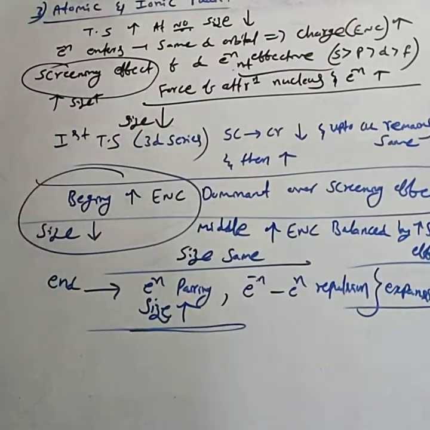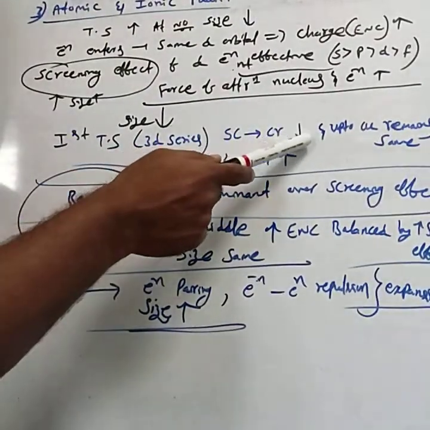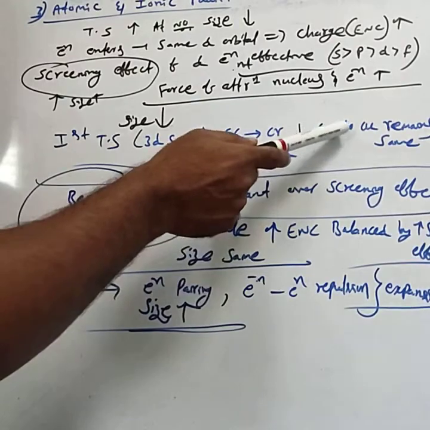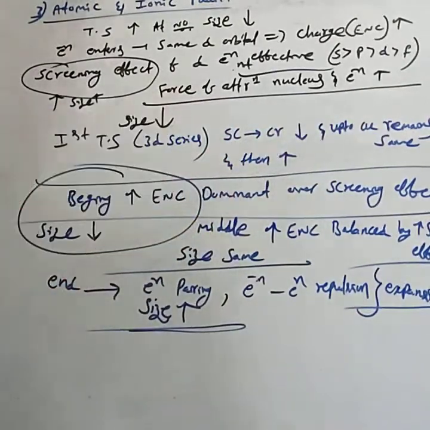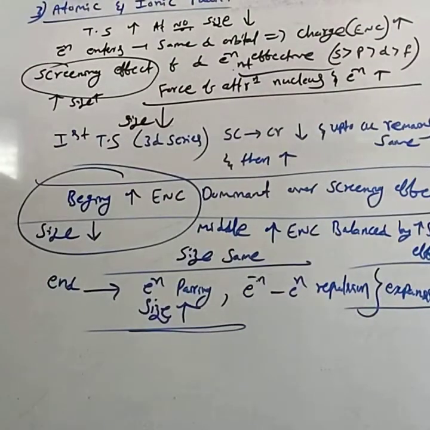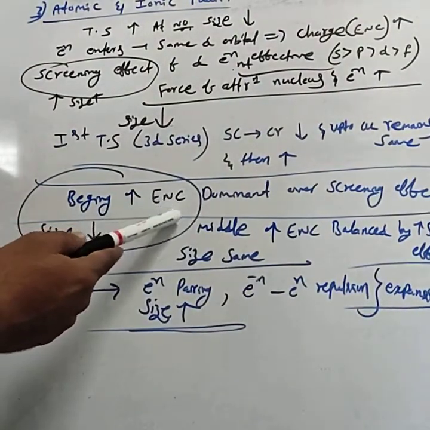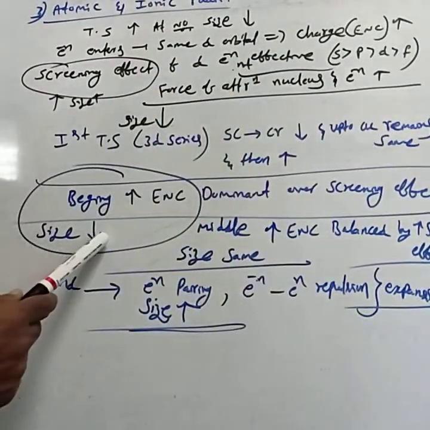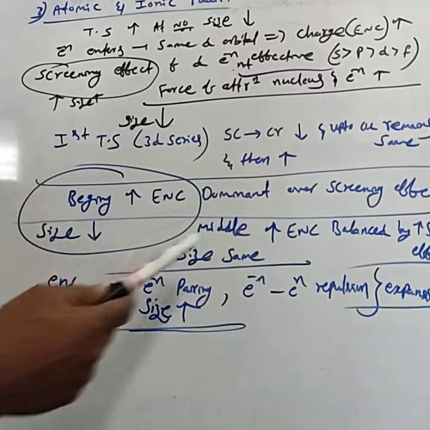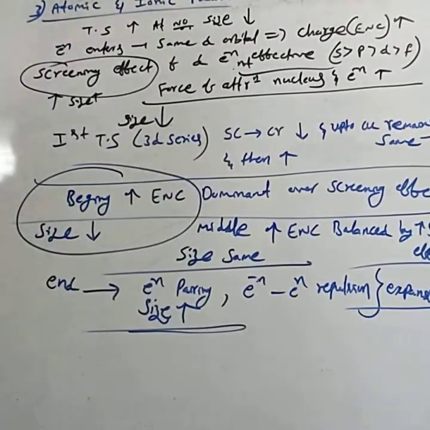In the first transition series, from scandium to chromium, that is in the beginning, atomic size decreases. In the middle of the series, up to copper, it remains the same, and then increases. Why does this happen? In the beginning, the increase in ENC is dominant over the screening effect, hence atomic size decreases. In the middle of the series, the increase in ENC is balanced by the screening effect, hence atomic size remains the same.